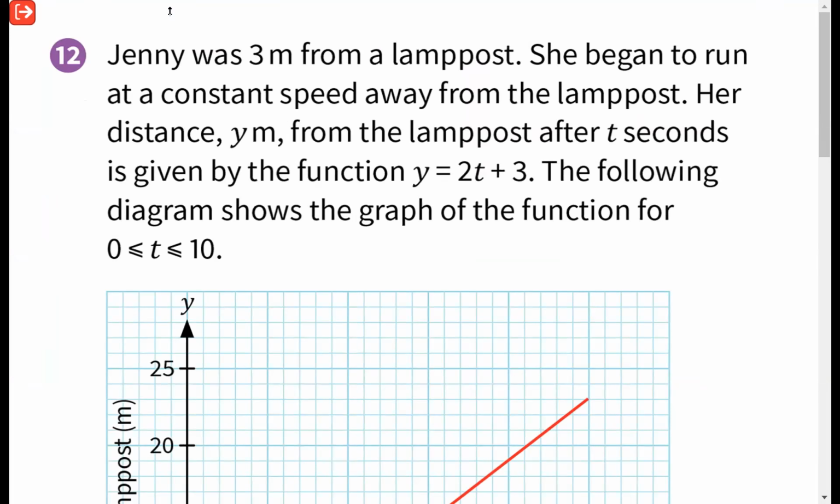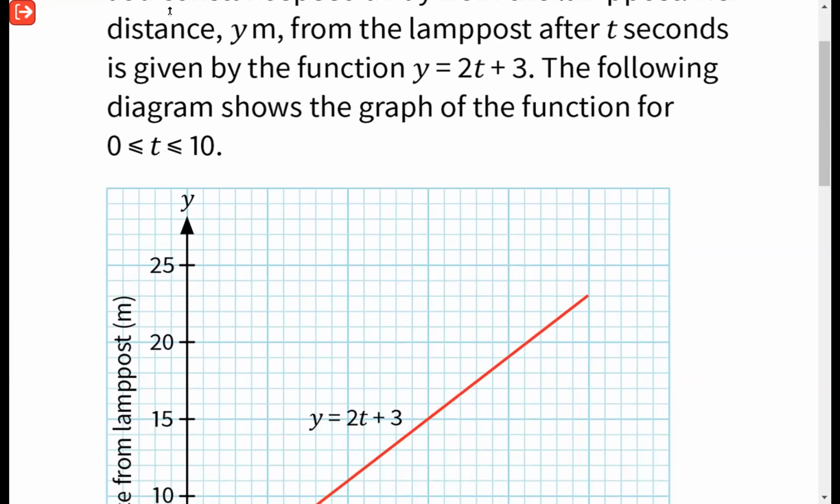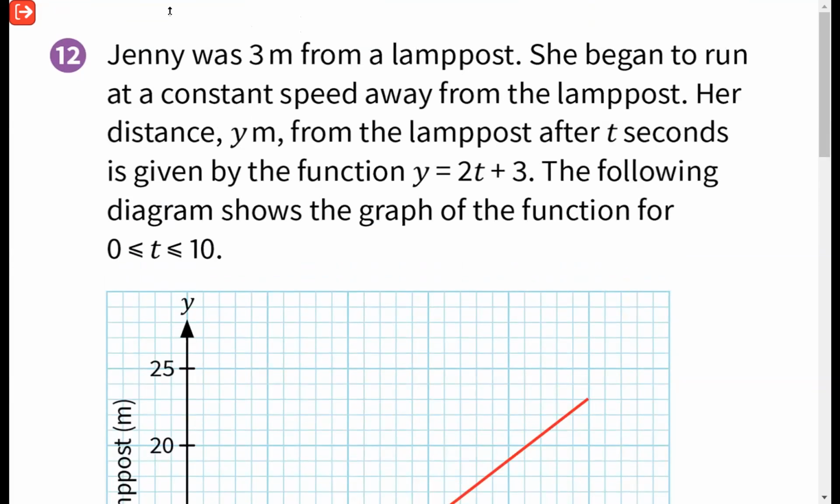After t seconds, the distance is given by y equals 2t plus 3. Does the 3 sound familiar? That 3, y equals 2t plus 3. The question, they say that Jenny was 3 meters away. Is it a coincidence that these two are 3's? No. At the start, what is the time at the start? What is the time at the start? One more time, louder. What's the time at the start?